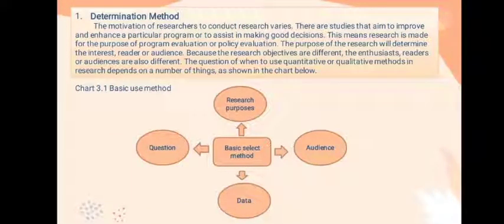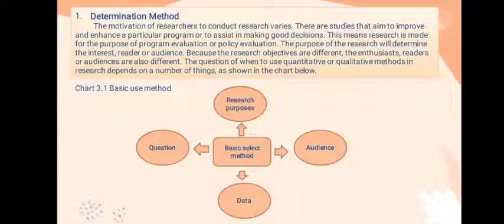The motivation of researchers to conduct research varies. There are studies made to improve and enhance a particular program or to assist in making good decisions. This means research is made for the purpose of program evaluation or policy evaluation. The purpose of the research will determine the interested readers or audience. Because the research objectives are different, the readers or audience are also different.